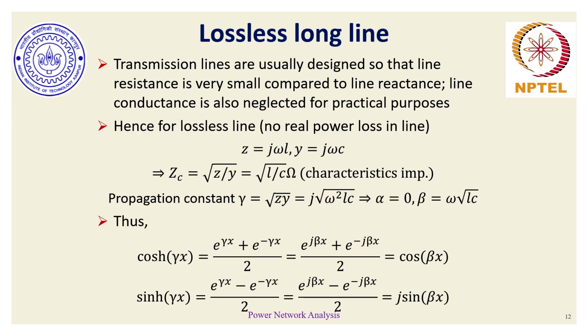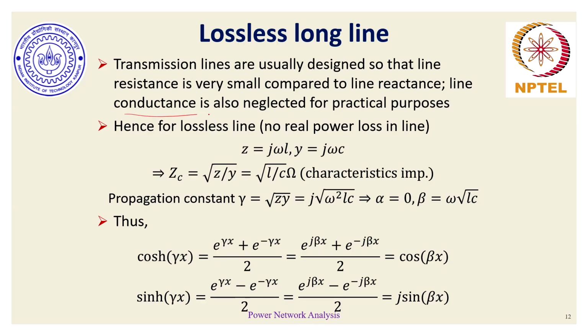So if we come to our focus of today's discussion, which is the lossless long line, how can a lossless long line exist? Yes, usually transmission lines are designed to act as corridors for high voltage power from the source end to the load end, so that the corresponding I square loss is as low as possible.